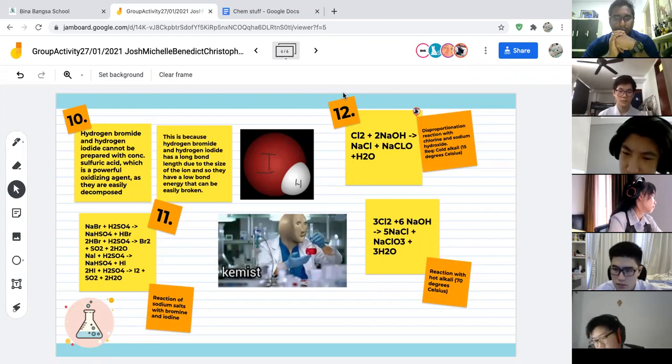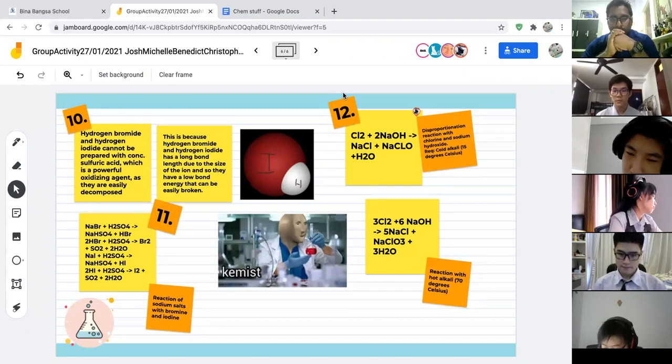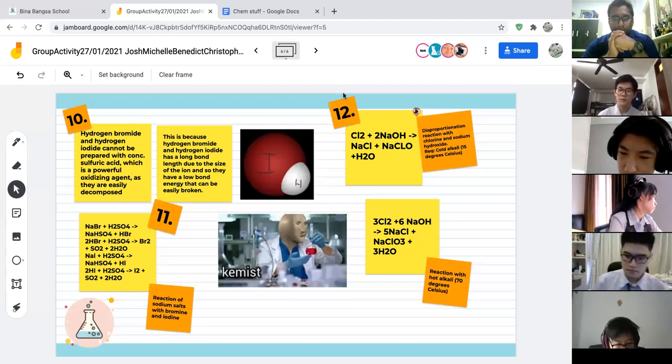As for the disproportionation reaction with chlorine and alkalis, you can see the reaction with sodium hydroxide in two conditions: when it is cold at 15 degrees Celsius and hot at 70 degrees Celsius.